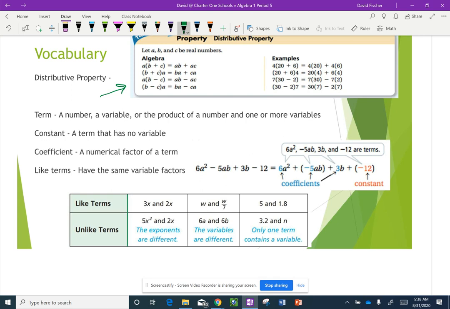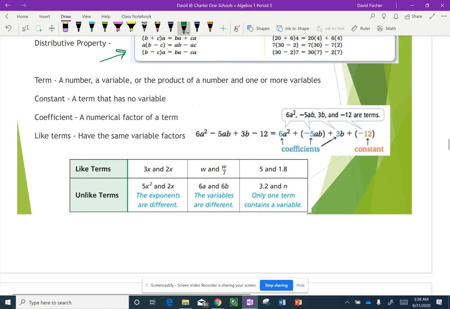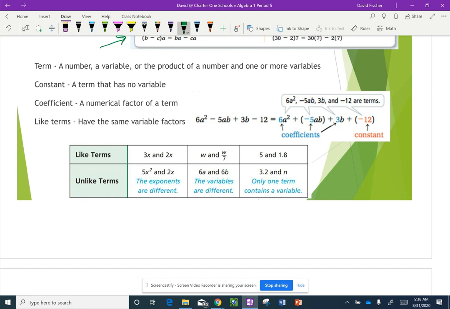But remember, a term is a number that we just draw a little line between the signs. So if I was down here and this was my whole problem, I draw a line in between my plus and minus signs. And so 1, 2, 3, there's 4 terms down there. Constant would be a term that has no variable, like negative 12, which we show over here. The coefficients are what we're adding and multiplying today. So it's the numbers in front of the variables.